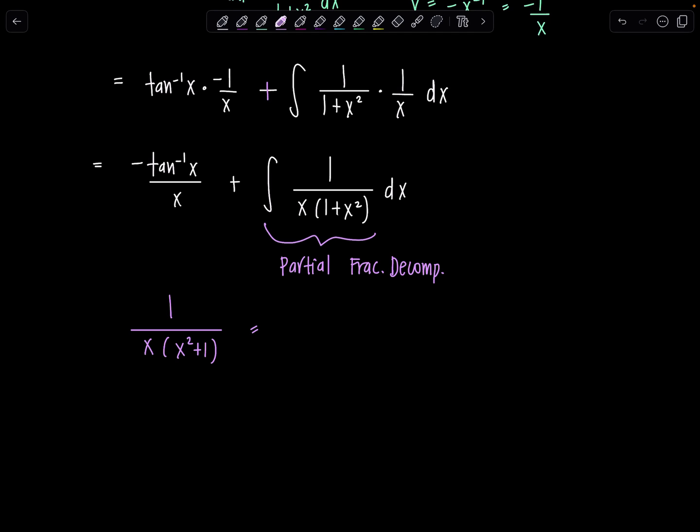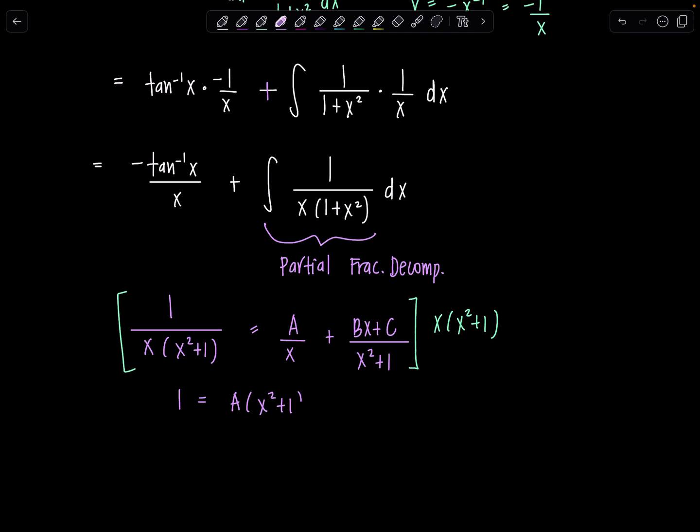So the decomposition will have the form A over x, because x is just a linear factor, plus, and then x squared plus 1, that's an irreducible quadratic. It can't be factored over real numbers. So then we need a linear expression in the numerator, Bx plus C. Good. Now let's multiply everybody by the LCD, which is x times x squared plus 1. And then on the left-hand side, we're just going to have 1 equals A times x squared plus 1 plus Bx plus C times x.